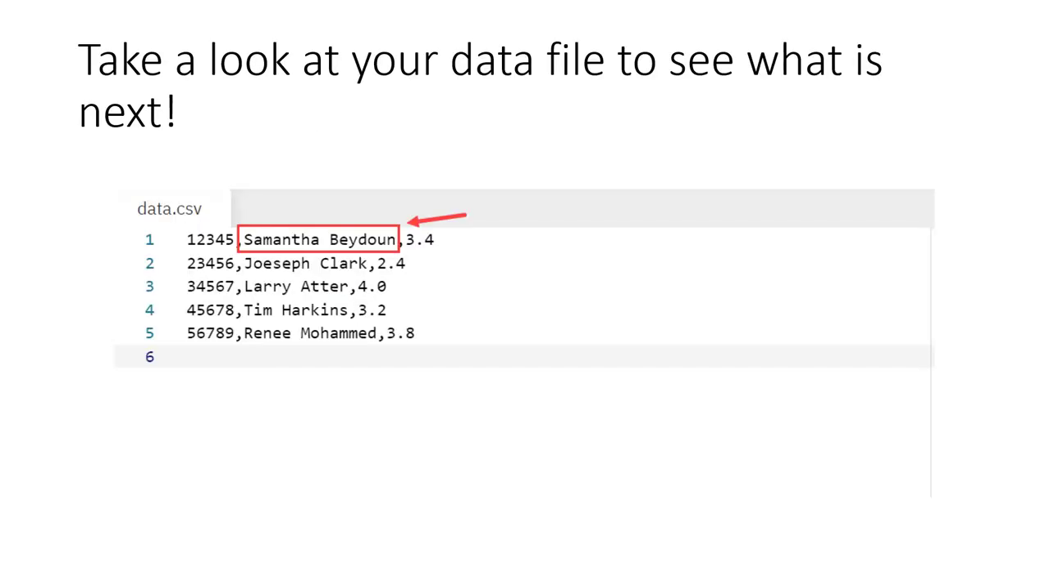It's always a good idea to take a look at your data file to see what's next in that line. So remember, I already handled the student ID, up to the first comma. Next is the student name, up to the next comma. So now I have to deal with that.